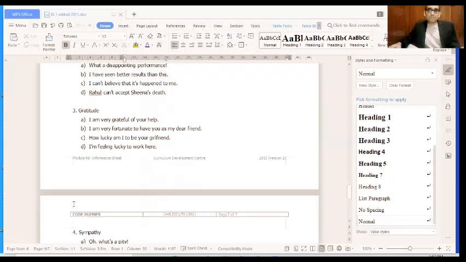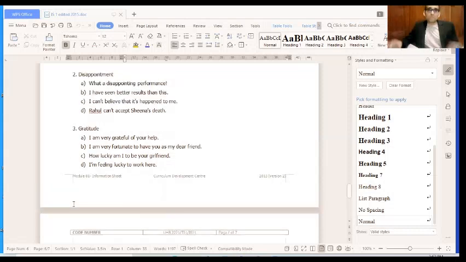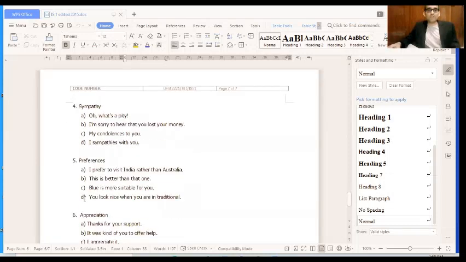Okay, the next word is gratitude. So what is gratitude? So I am very grateful of your help. I am very fortunate to have you as my dear friend. How lucky I am to be your girlfriend. I am feeling lucky to work here. So these are the example statements for the function word gratitude. Okay, let's move on to the next one.